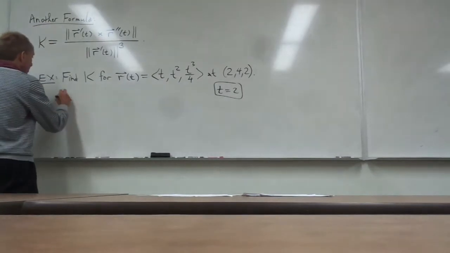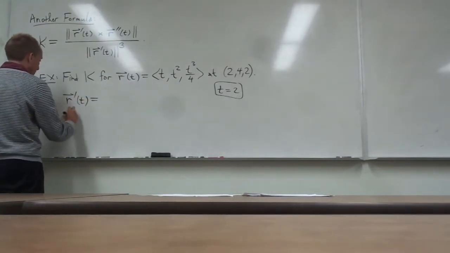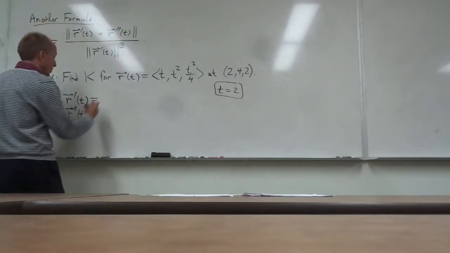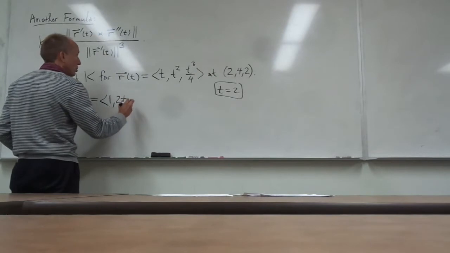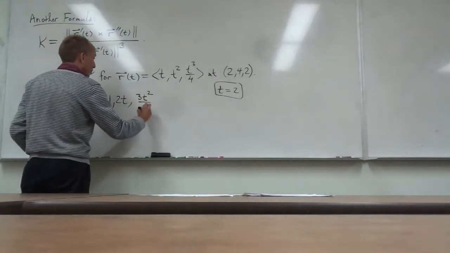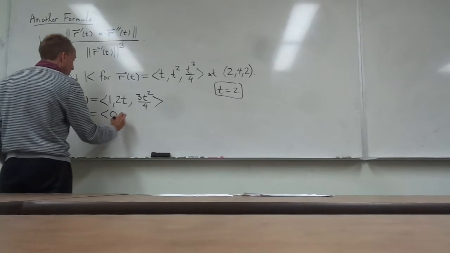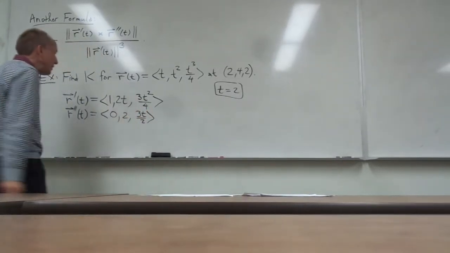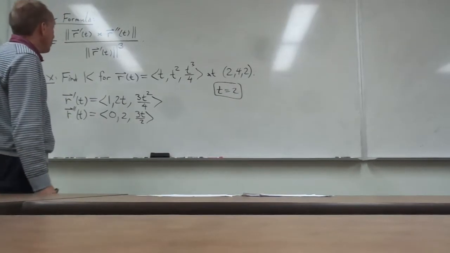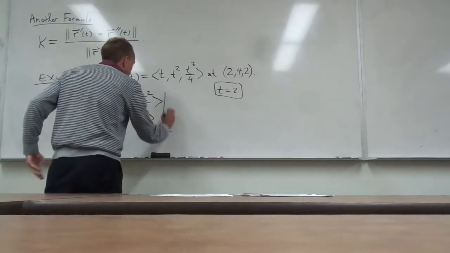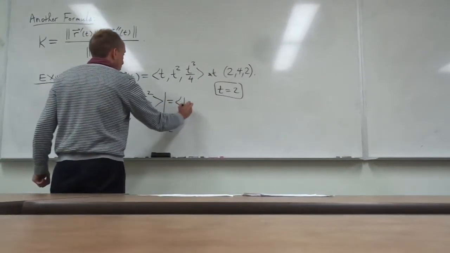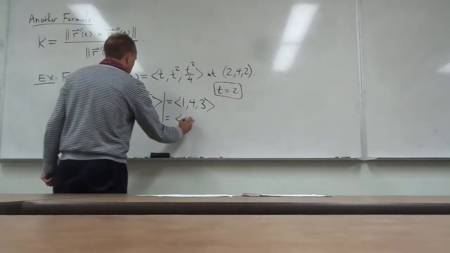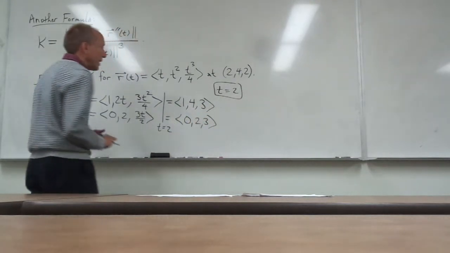So what we would do for this is take the first two derivatives, in order to be able to use this formula. The first derivative is just 1, 2t, and 3t squared over 4. And then the second derivative is 0, 2, and 3t over 2. Easy to take those derivatives. And we're going to plug in t equals 2 into these. So what are we going to get? If I plug in 2, I'll get 1, 4, and 3 for the first vector, and I'll get 0, 2, and 3 for the second vector.